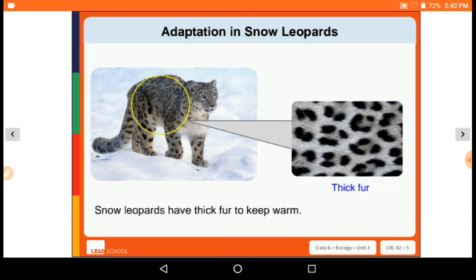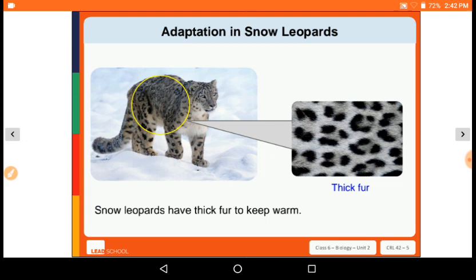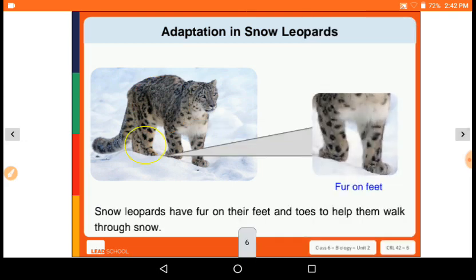स्नो लेपर्ड्स के अंदर आप लोग देख सकते हो यहाँ पे जो उसकी स्किन है, ये वाली स्किन जूम करके दिखाइए. Snow leopards have a thick fur to keep warm. Then their feet: fur on feet. The snow leopards have fur on their feet and those help them walk through the snow.